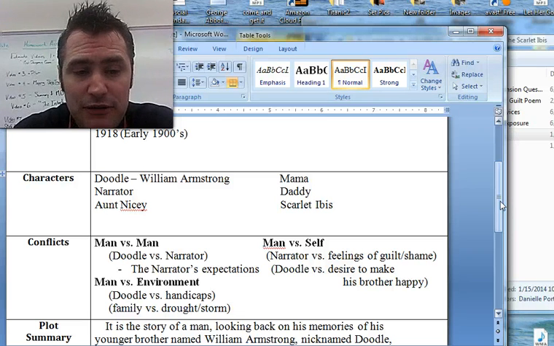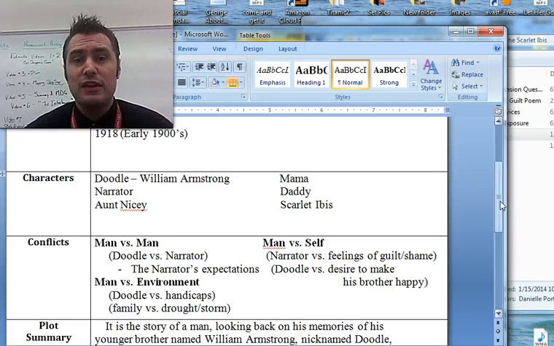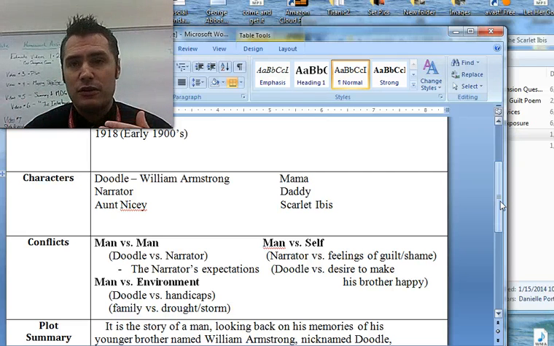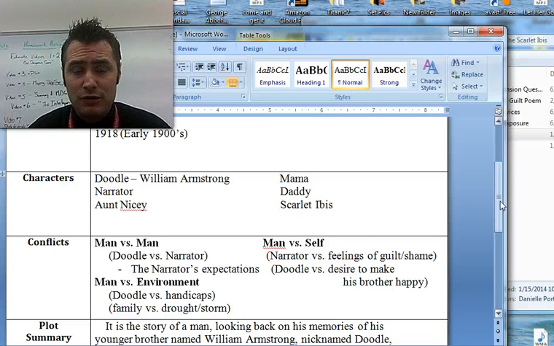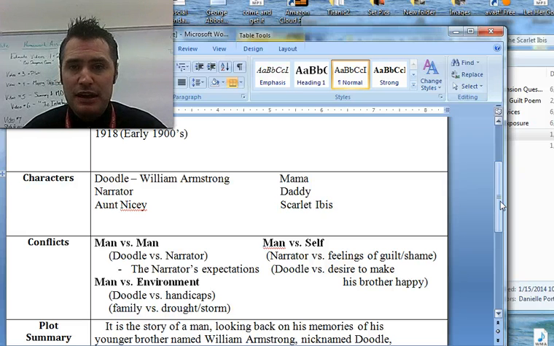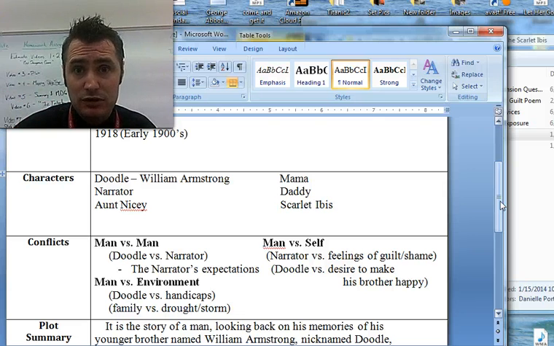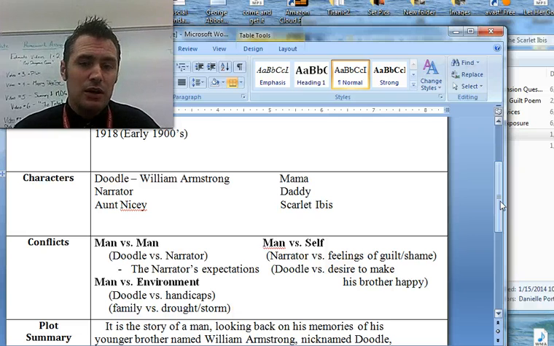Man versus environment. We definitely have some environment here. When we first think environment, I'm sure you get the family versus the storm, right? That definitely foreshadowed it. The hurricane that comes right after the drought, and the crops are dying and withering. That physical environment that they're fighting against as a family is relevant in the story. But also, if you have handicaps, that is indeed part of your environment. So Doodle versus his handicaps, the struggle to overcome those things, is man versus his setting, his environment, his surroundings. Okay?